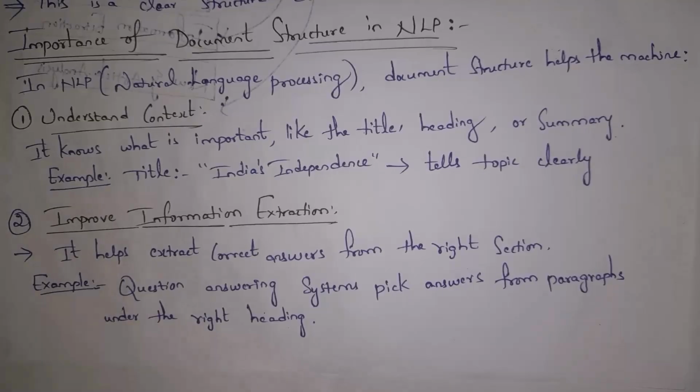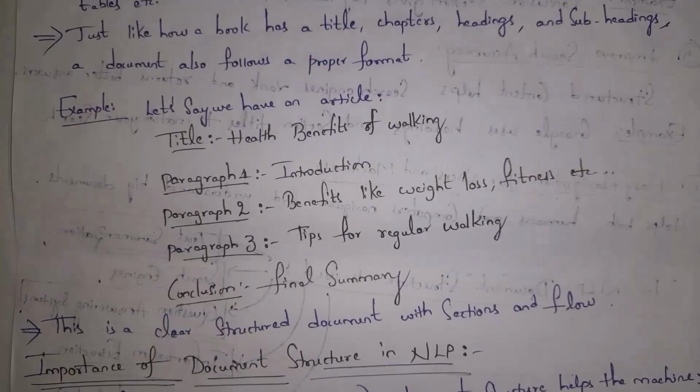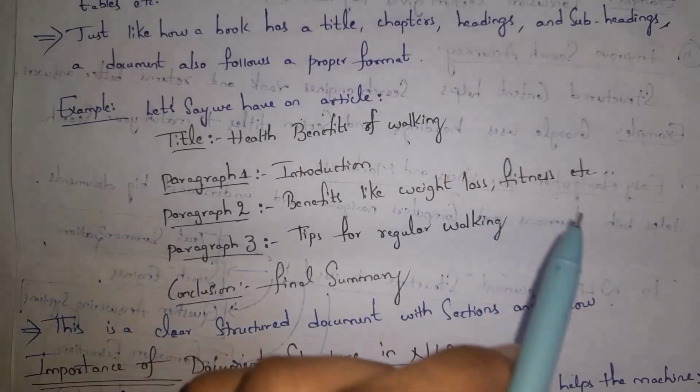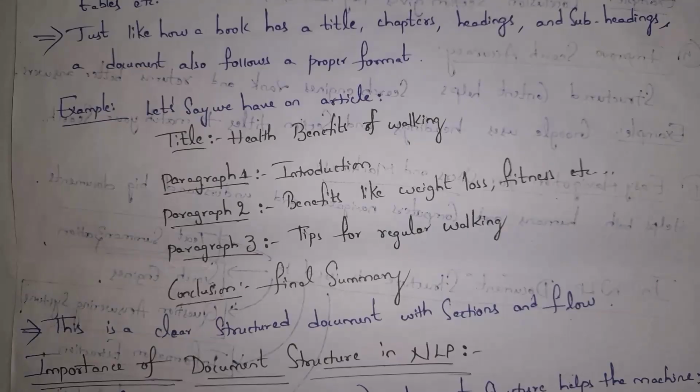And the second one is improving information extraction. Because if you want to find any answer, instead of searching the complete document, if you arrange the document in proper format, we can extract the answer from a particular section. For example, I want to get information about fitness. Directly I will go to paragraph 2 and I will get information related to fitness instead of searching the complete document.